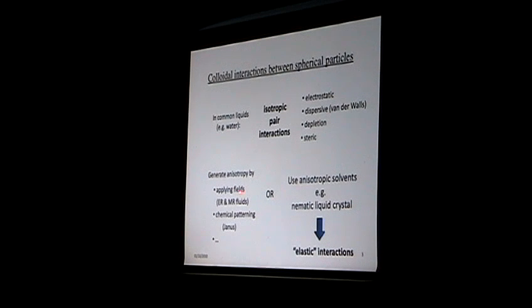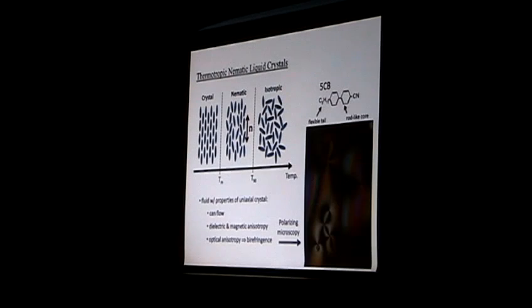Now, another thing you can do is just take your spherical colloid and throw it in a solvent that has anisotropy built into it. For example, like a nematic liquid crystal. When you do this, you get new types of interactions that are elastic, or due to the elasticity of the fluid, and they're very anisotropic. So I'm assuming most people here don't know what I mean when I say elastic interaction, so I need to tell you a little bit about what a nematic liquid crystal is.